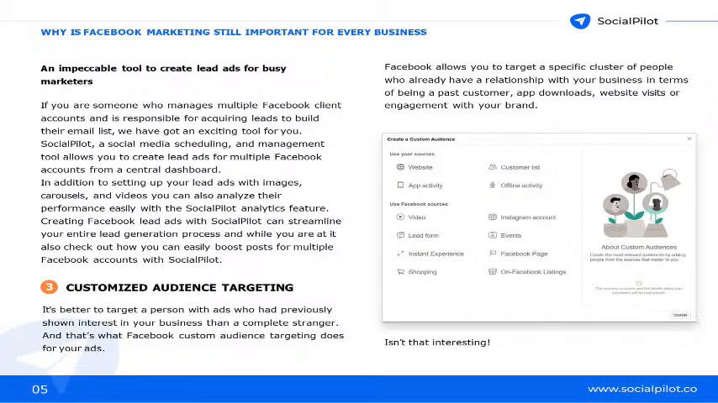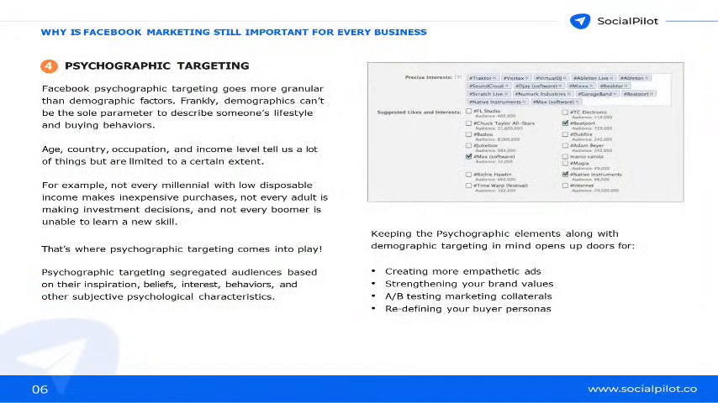You can't do that. You target the people that are ready to listen to whatever you want to say. Then the fourth reason here is psychographic targeting. Psychographic targeting means at this point you'll be looking at the age, the country, the occupation, and the income level of the people you are targeting.